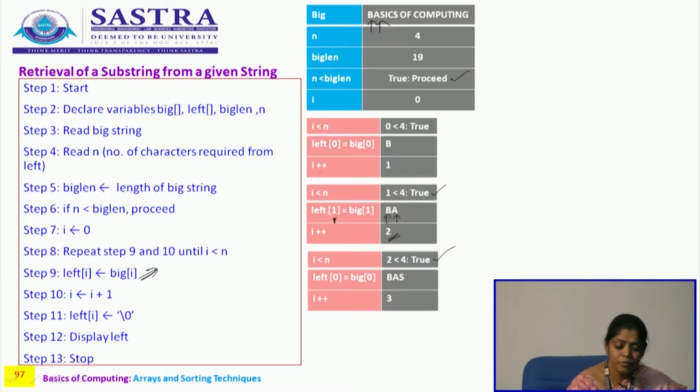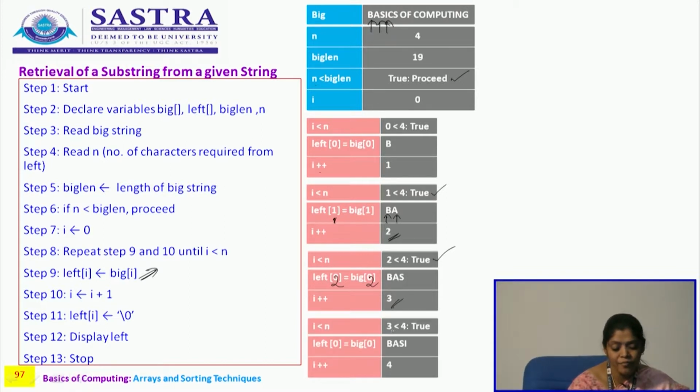So you have to store left of 2 is equal to big of 2. This time it will take the character S and store it in left. Then you increment your I value by one more step and check the validity of the condition. 3 is less than 4, so once again you can enter.